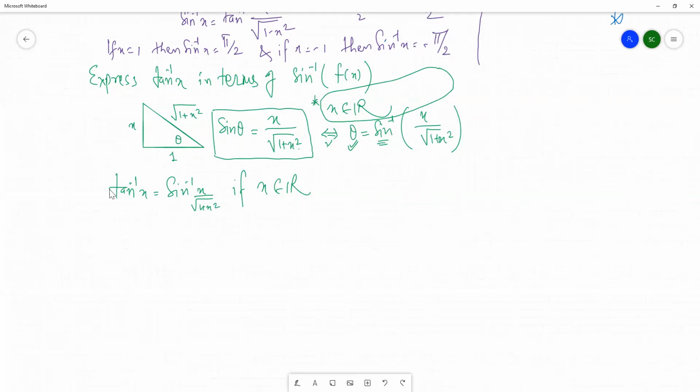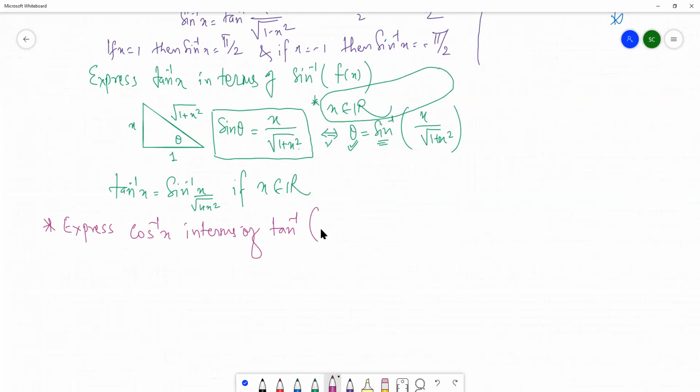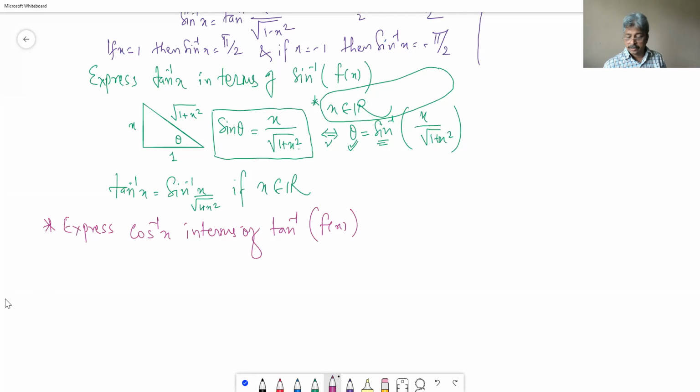Express cos inverse x in terms of tan inverse f of x. I give you 5-7 minutes for this. Okay, let us first solve geometrically now and then deal with algebra.